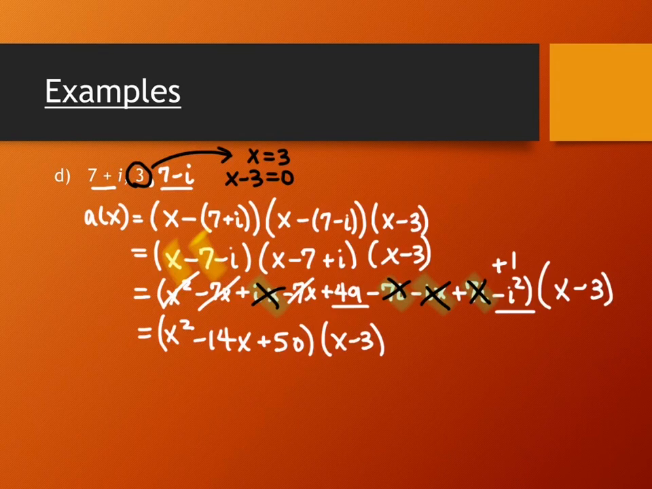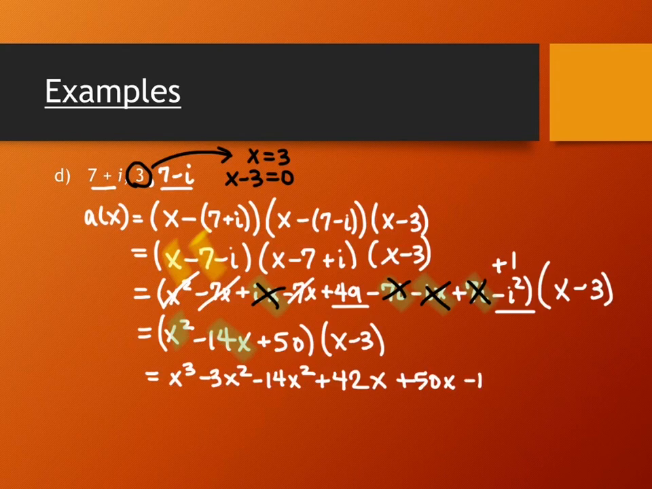All right, so let's multiply that out. I have x squared times x is x cubed. x squared times negative 3 is negative 3x squared. That one's done. What's next? Good, negative 14x squared. Plus 42x, good job. And then the negative 14x term's done. Now we have the 50 term. What do we have? Plus 50x and minus 150.